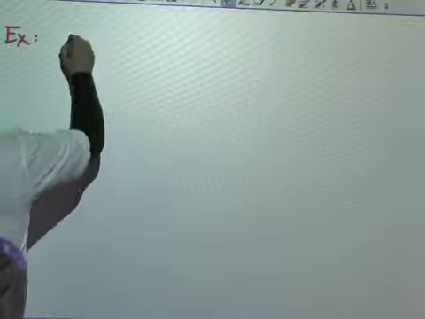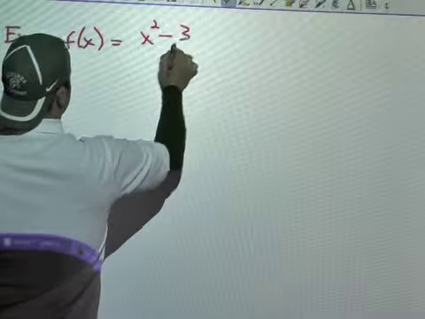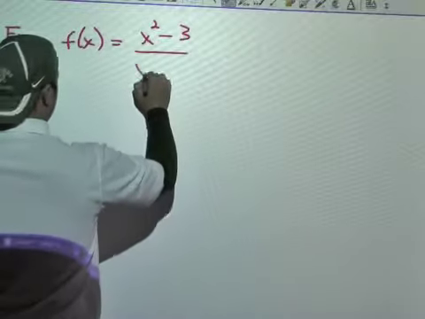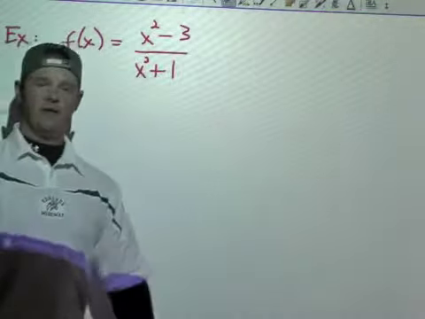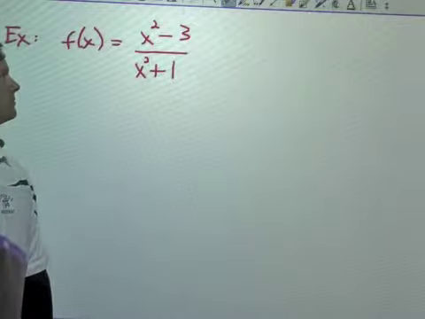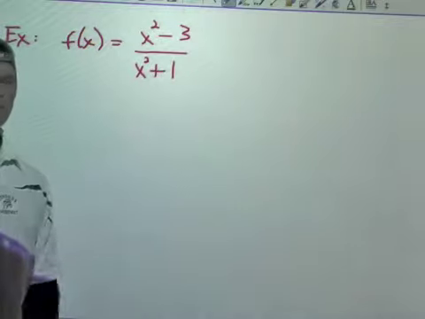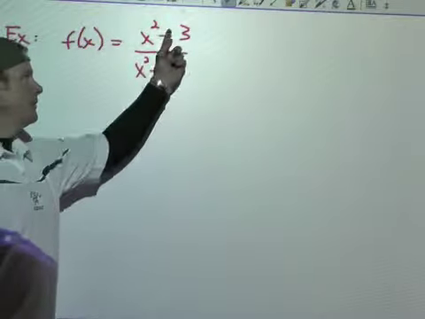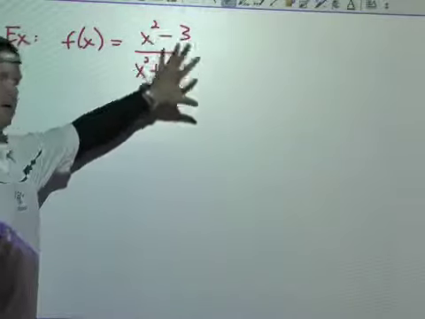Let's say we have a function (x squared minus 3) over (x squared plus 1). Now there's nothing you can do to simplify this. Don't think you can cancel out those x squareds. That doesn't work. The plus and the minus screws everything up in that regard. So you can't simplify anything here.